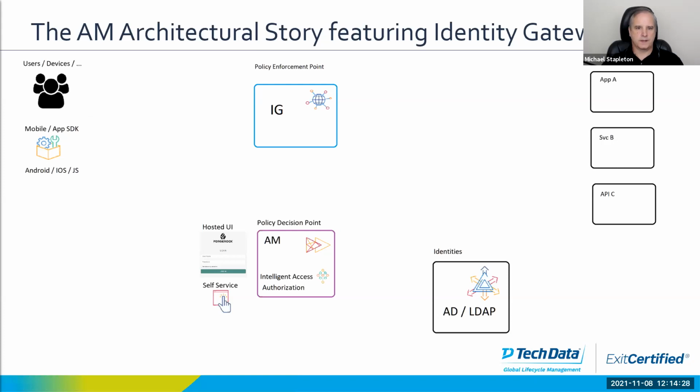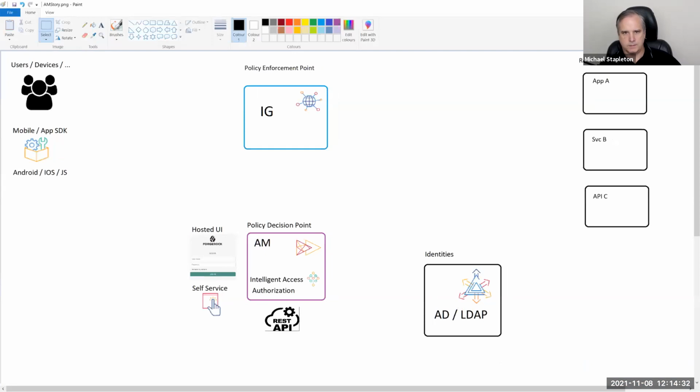So here's a bit of the architectural story that I'm going to give you here. It's a little bit of drawing. Bring up Paint here, just find it convenient. So the basic idea is that we have our users, maybe mobile devices, something that wants access to our resources that are over here, right?